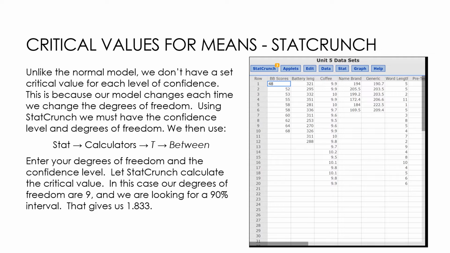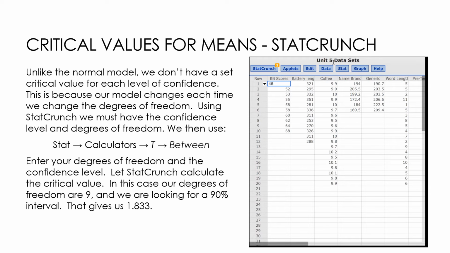But remember, the t model is different than the normal model. Every degree of freedom creates essentially a new model, so it's going to create different values. That means every time I create a confidence interval, I have to go into StatCrunch to figure out the critical value. So what do I need to figure a critical value? I need the degrees of freedom, and I need the percent of the confidence interval. Now I'm already given that it's a 90% interval. The degrees of freedom is always n minus 1. So n in this case was 10 because I had 10 basketball scores. 10 minus 1 is 9.